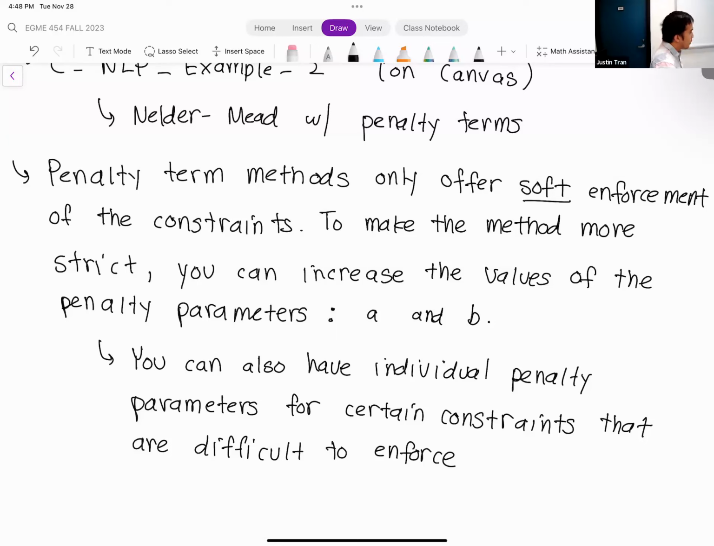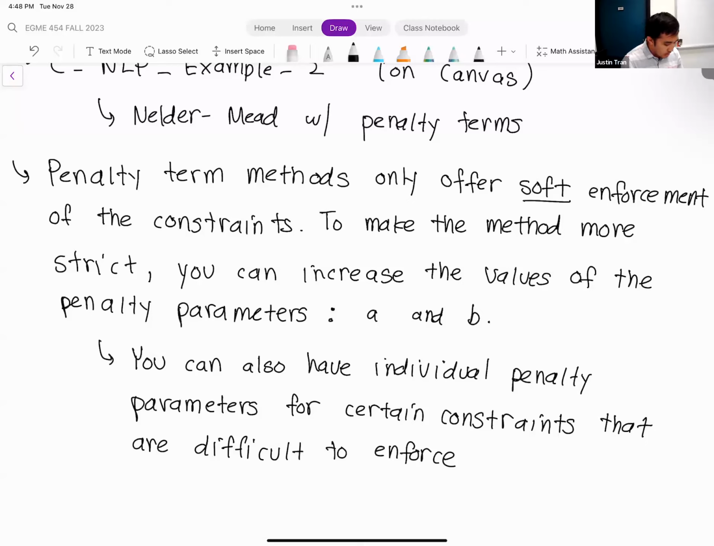And so I think for your final project, I gave you pretty much all inequality constraints. And so, having just one penalty parameter for all of those inequality constraints probably is not going to work out that well. And so you may want to have different penalty parameters for different constraints. But I'll leave that for you guys for the final project too.